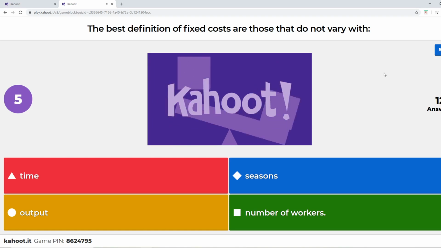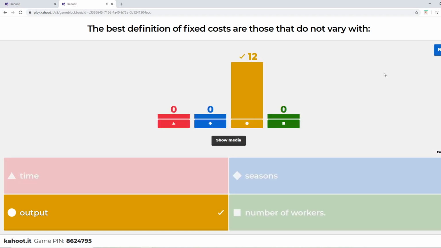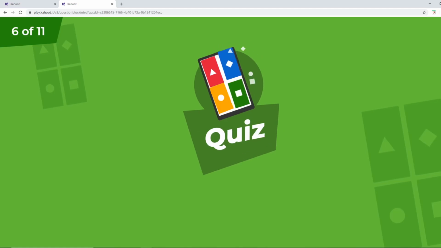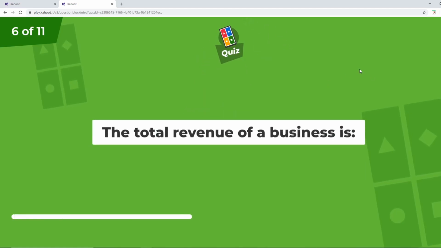When we talk about cost, it's all about something. Right, that's good. Great job, guys. It's all about output. Variable cost will change with the output. Fixed cost will not change with the output. Okay, so next one here. Number 6.